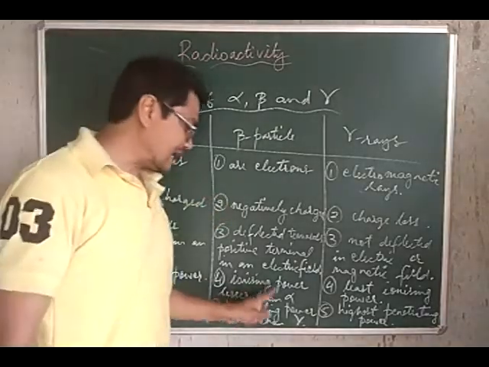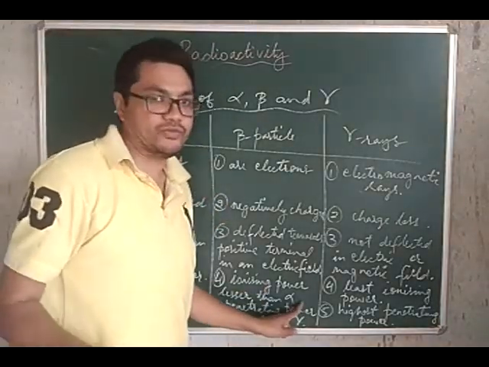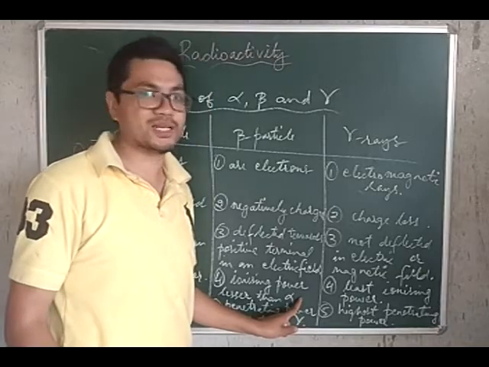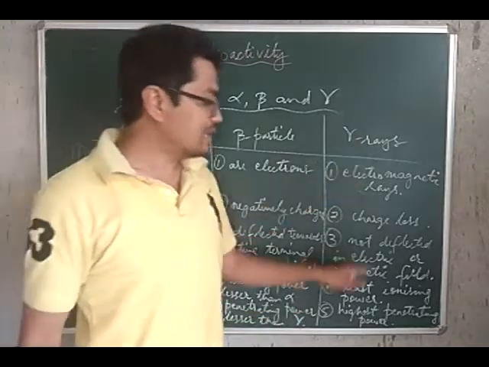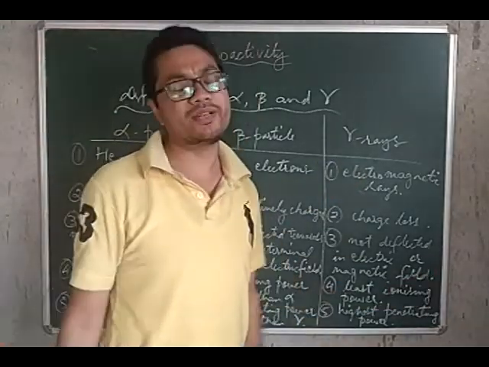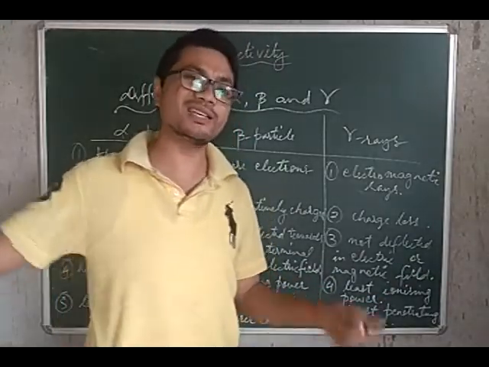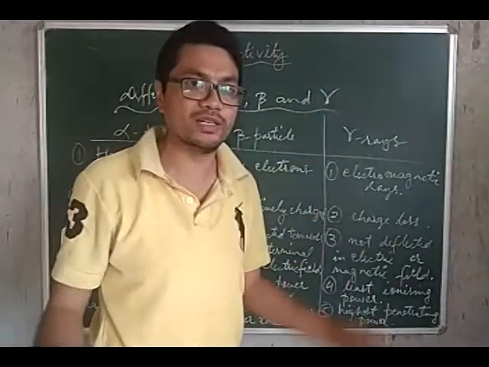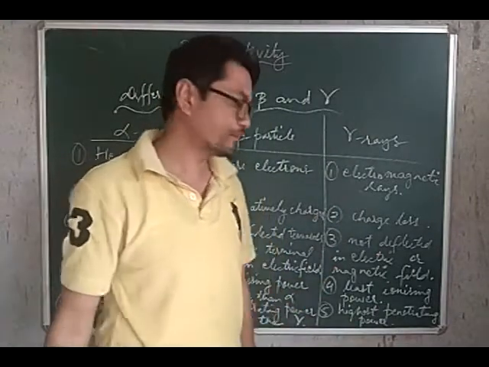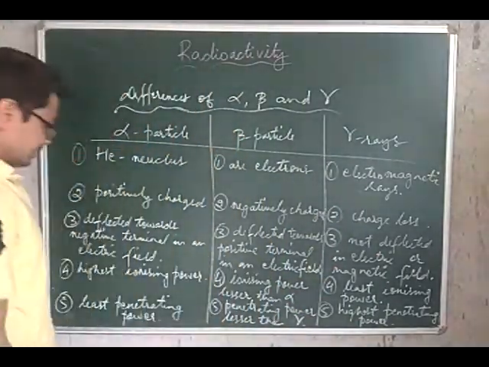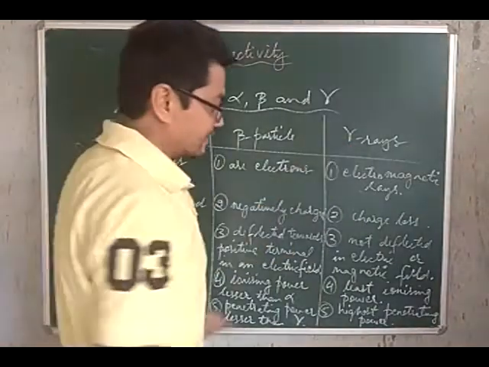Beta particle has ionizing power lesser than that of alpha, of course, because it has lesser mass than alpha. Gamma rays have the least ionizing power. Since they have no mass, they have the least ionizing power. They can easily penetrate through any medium, through any gas. And finally, let me talk about gamma radiations itself.